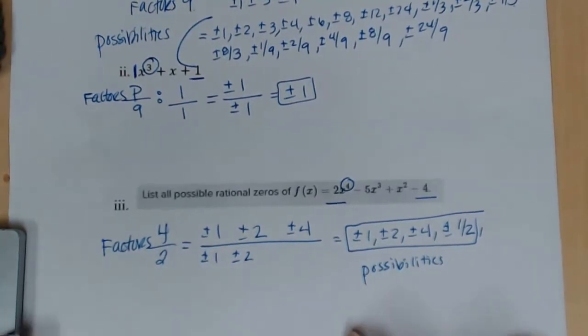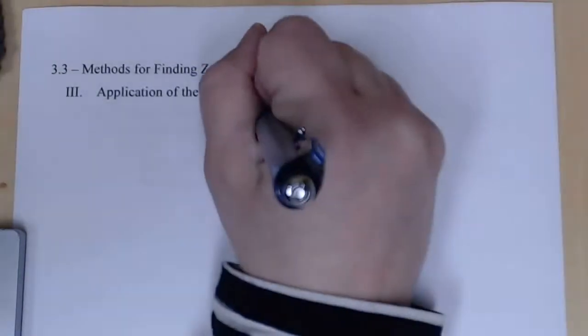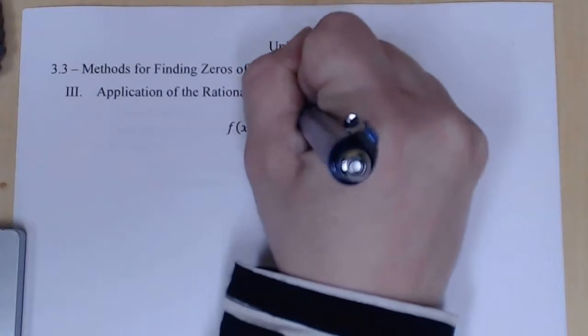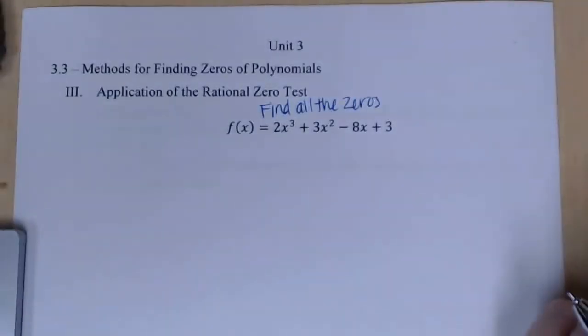Now let's take this a little bit further. Let's look at part 3 and look at application of the rational zero test. So let's not just find the possibilities, but let's actually find what works out. So what I want to do is I want to find all the zeros of this function. So the first thing I'm going to do is I'm going to look for my possibilities.